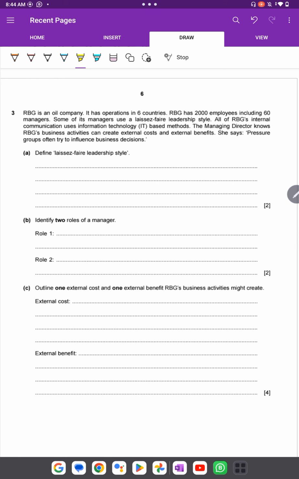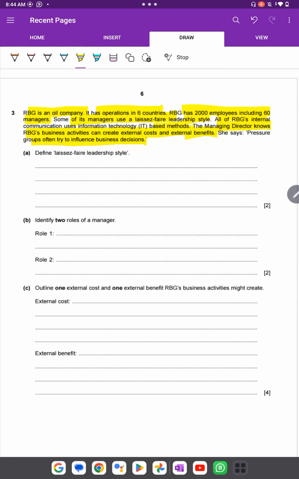Okay, RGB is an oil company that has operations in 6 countries. RGB has 2,000 employees, including 60 managers, and some of its managers use the laissez-faire leadership style. All of RGB's internal communication uses information technology based methods, and the managing director knows RGB's business activity can create external cost and external benefit. She says pressure groups often try to influence business decisions.